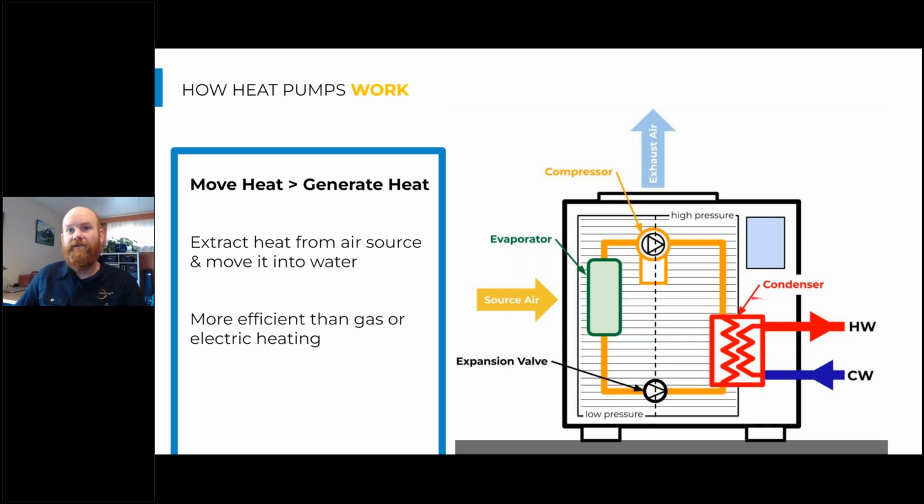So after we've dumped the heat into the water at our condenser, we go through an expansion valve because this is a circuit and this is modulating pressures on either side of this high pressure, low pressure circuit.